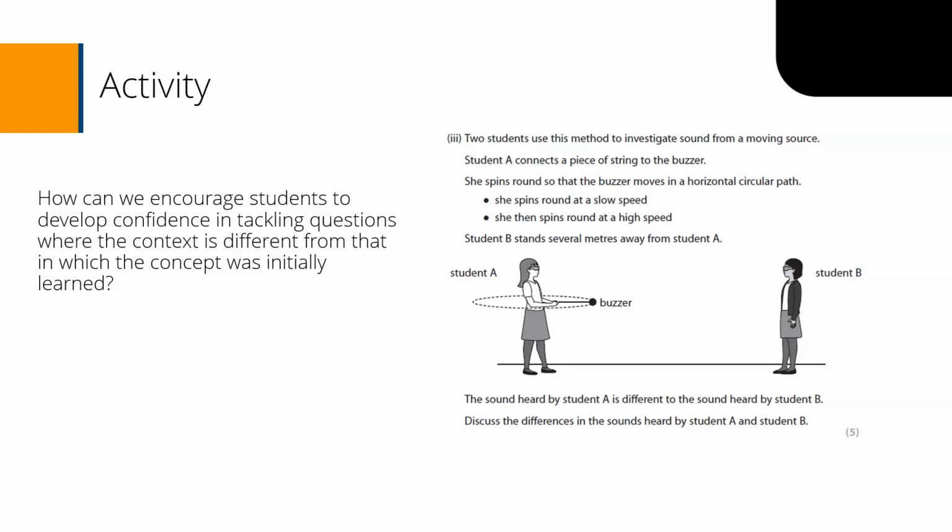So students will have some understanding of the Doppler effect, but they've almost certainly not done this situation where somebody swings a buzzer around their waist, because it's actually quite difficult to do in practice. If you think about it, you've got to power the buzzer. So they won't necessarily have seen it in this context. How do we encourage students to develop confidence in tackling questions like this, where the context is different from that in which they learned the concept? I'll stay quiet for a few moments whilst people put suggestions and answers to that in the chat, please.